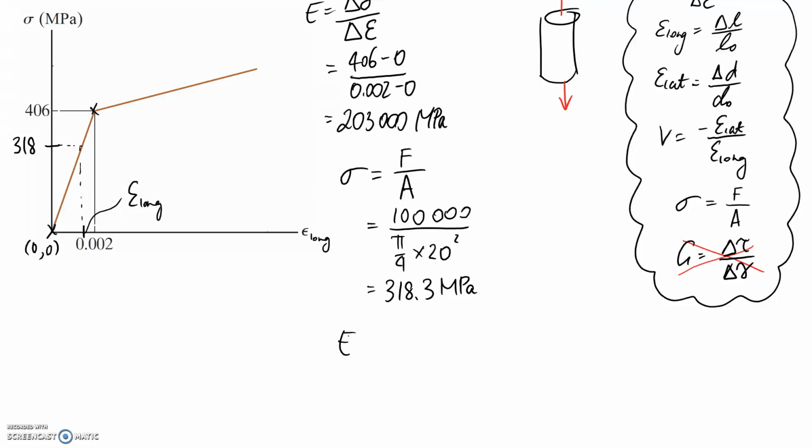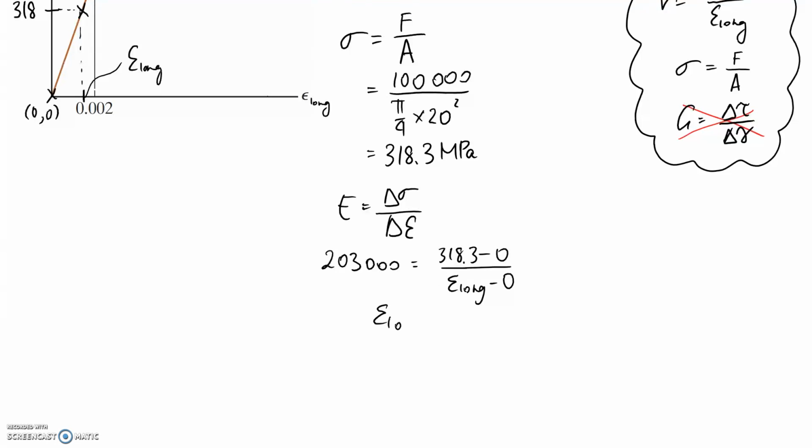So if I reapply Young's modulus equation, we know that it's 203,000. The change in stress, so we're going to be looking between this point, and I'm going to pick the point 0, 0, but equally you could look at 406 as well. So it's going to be 318.3, take 0, divided by that longitudinal strain we're looking for, take 0. And we found out that this is about 0.001568 for E long.